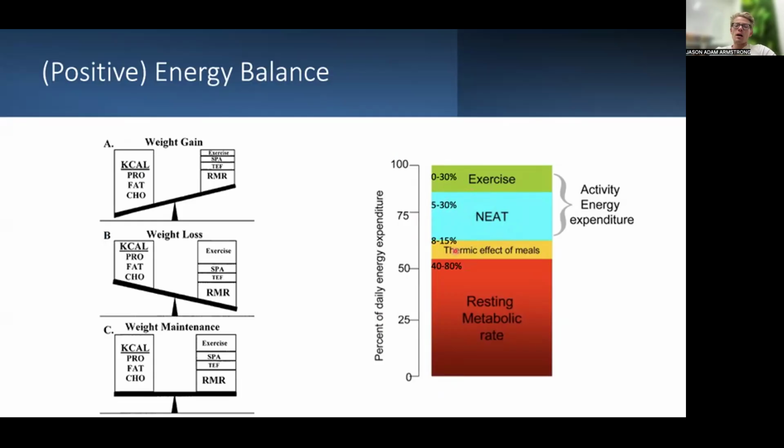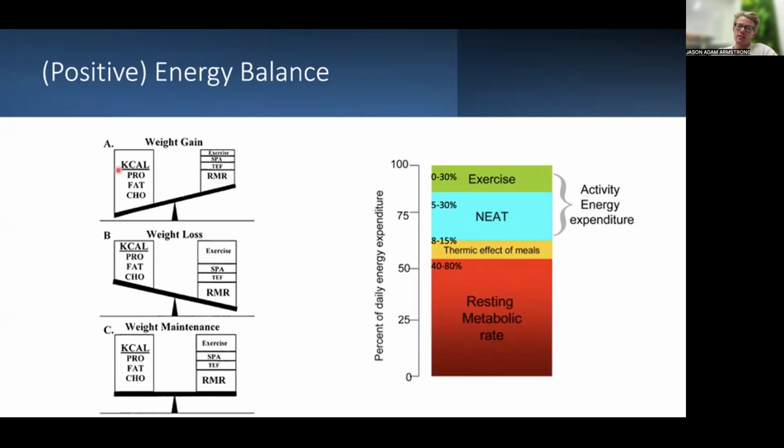And with resting metabolic rate, right, some people's brains are consuming a lot of energy. Some people's hearts are consuming a lot of energy. Some people's livers are consuming a lot of energy, and some people's are consuming less. Okay. So we have a lot of variability in terms of our energy expenditure.